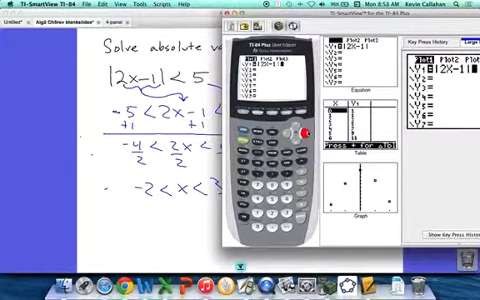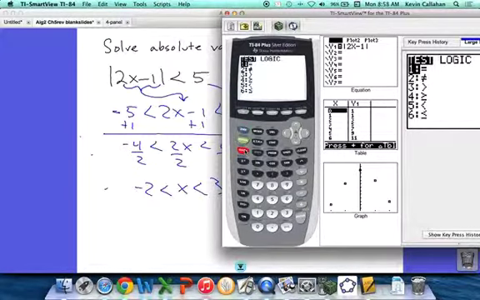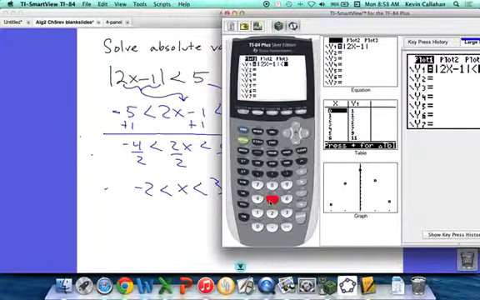And now we need the less than symbol. Where do you find it? Second math, right? It's the test menu. Second math, and those are all the options you've got. So we needed number 5, and that's less than 5. So we just put that expression on the y equals.